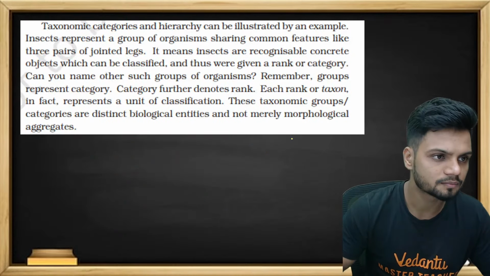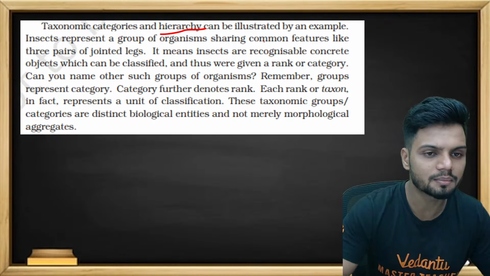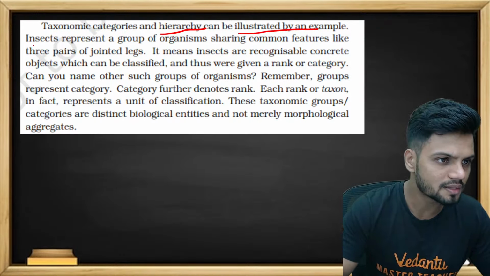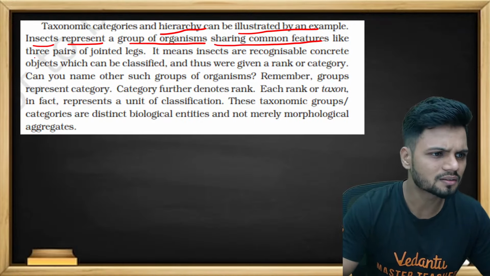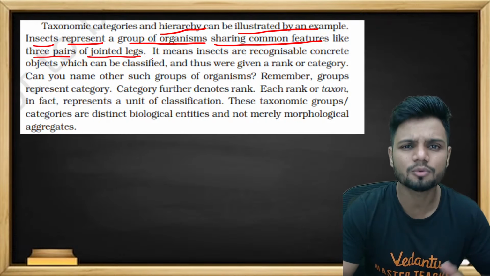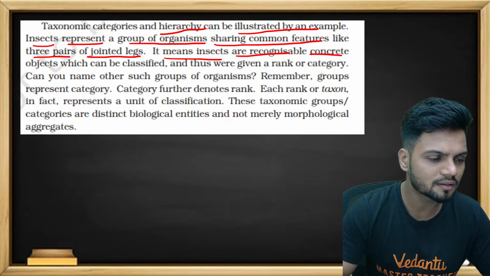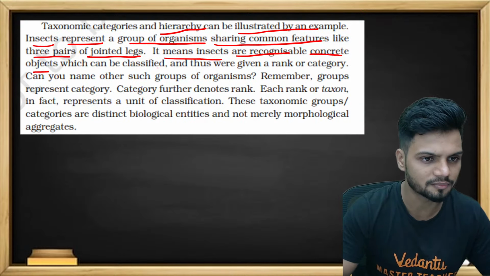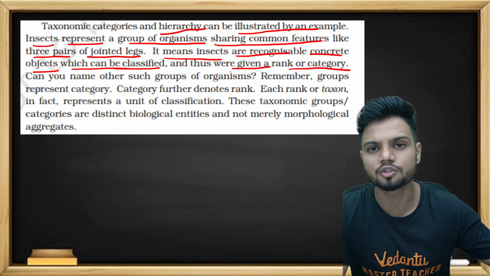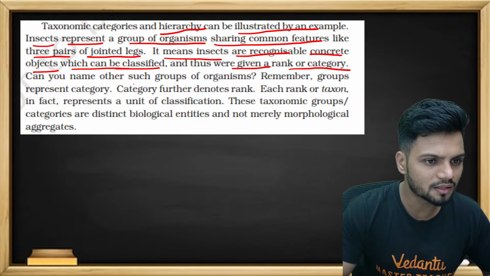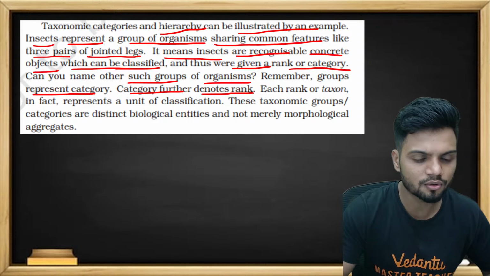Now students, next, taxonomic category or hierarchy can be illustrated by an example. Insect represents a group of organisms sharing a common feature like three pairs of jointed legs, arthropods, which means that insects are recognized as concrete objects by which they are classified, thus are given a rank or a category. So we can place them under arthropods. Can you name any other group of organisms? Remember, group represents category. Category further denotes rank.